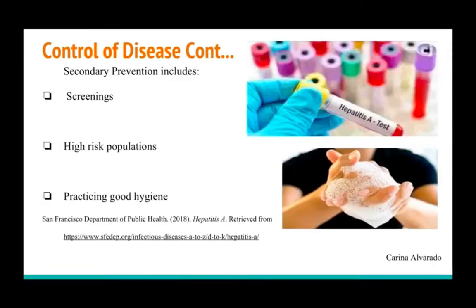Moving on to control of disease. For secondary prevention, it includes screenings and getting tested for hepatitis A, working with those individuals who are a high-risk population due to their age, gender, race, or nativity.